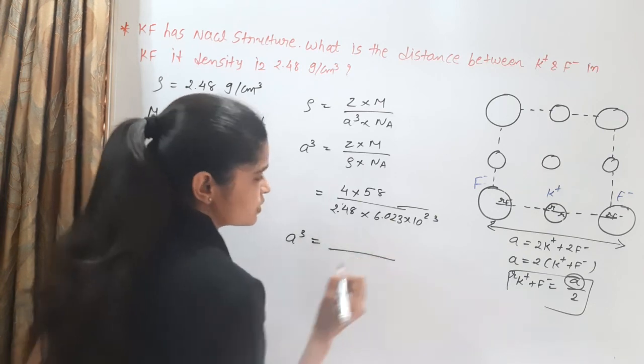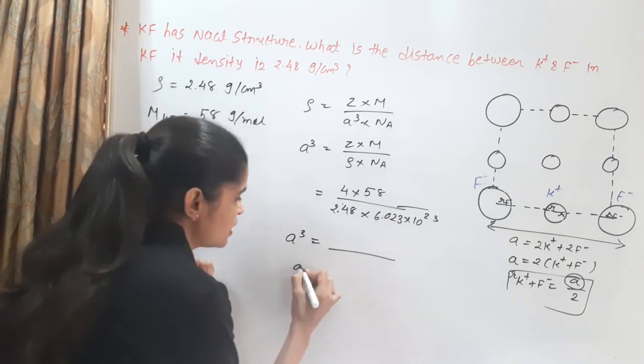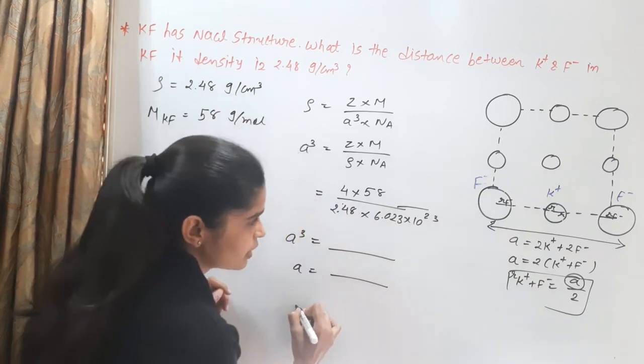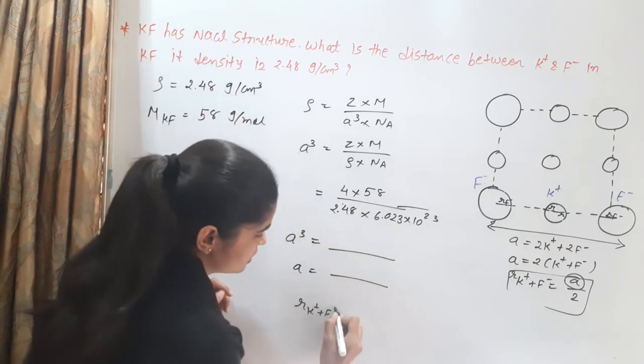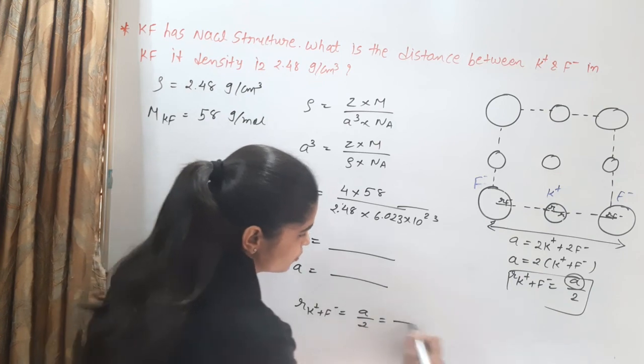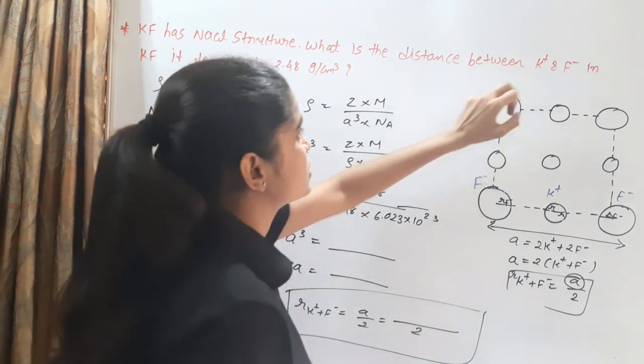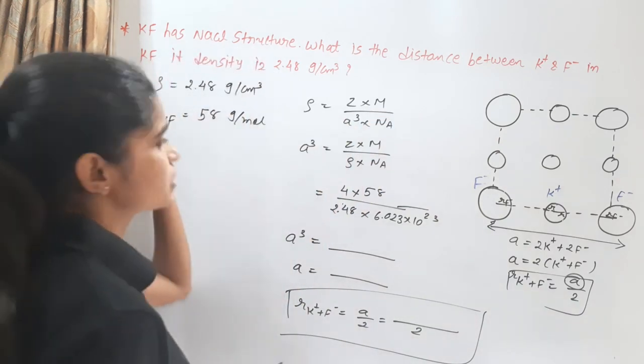This given value is the A cube. Find out the A value. This A value divided by 2 gives R, K plus F minus is equal to A by 2. So this answer is the distance between the K plus and F minus in KF.